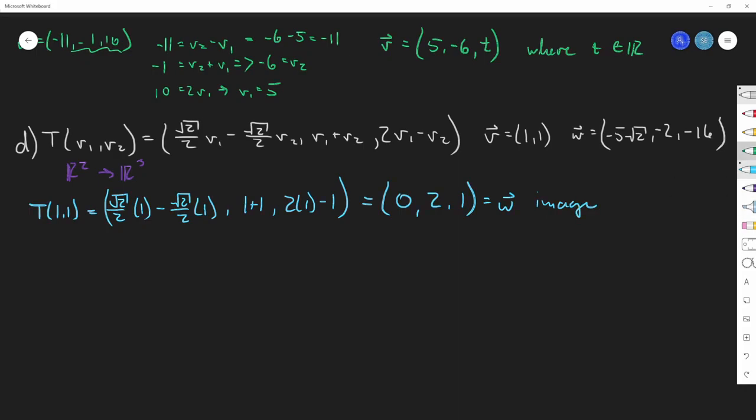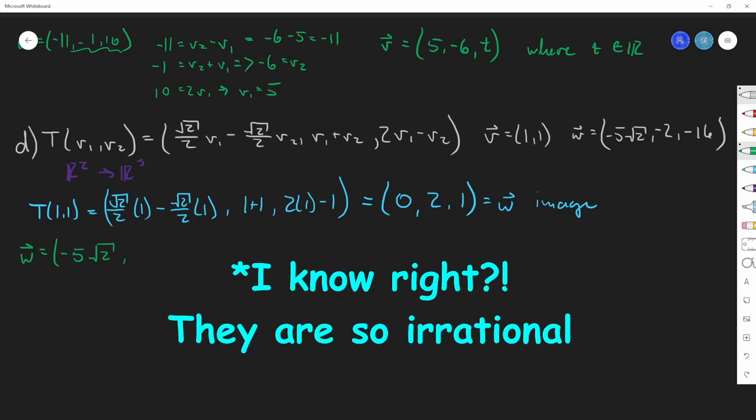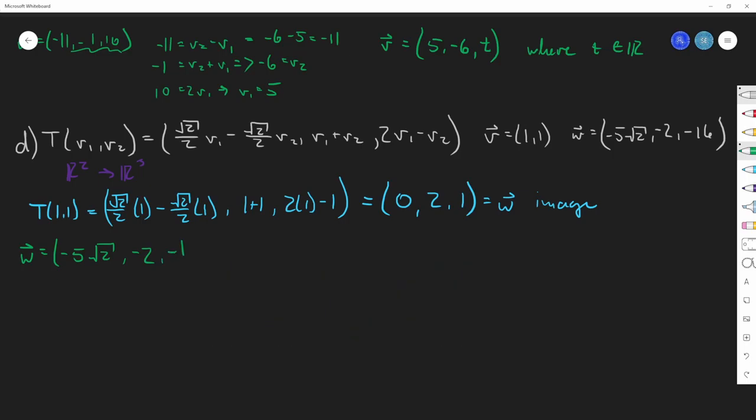And now we have to work with our image to get a pre-image. Whoa. So right off the bat, we got a negative 5 root 2. Ew, who likes a root 2? Negative 2, negative 16. Again, we can break these up.